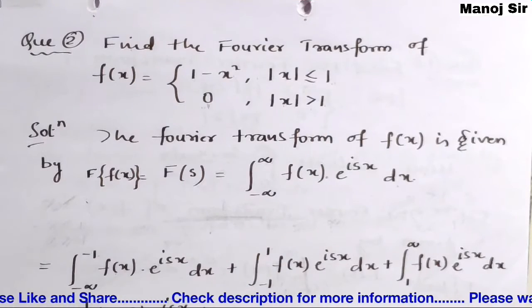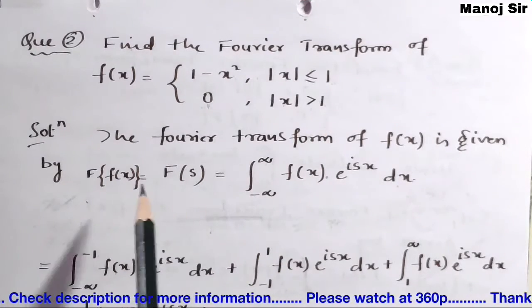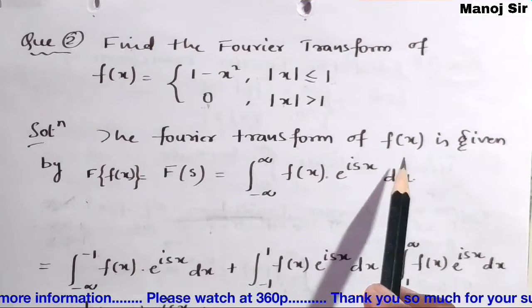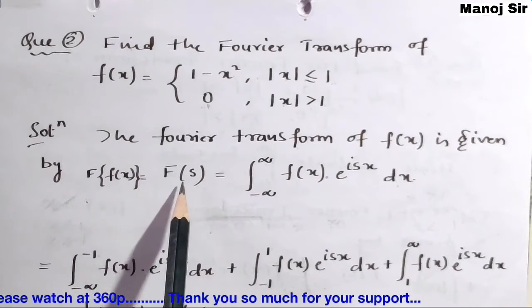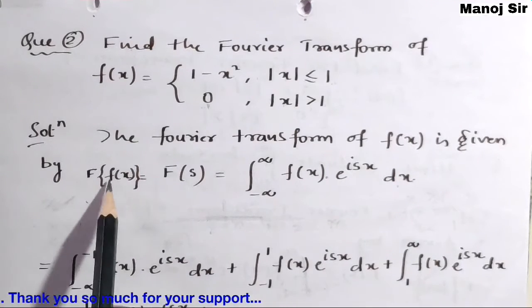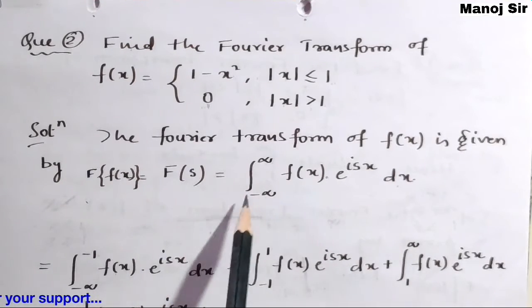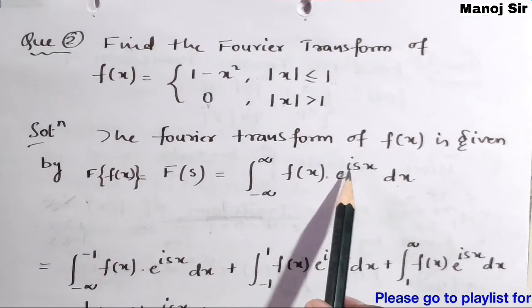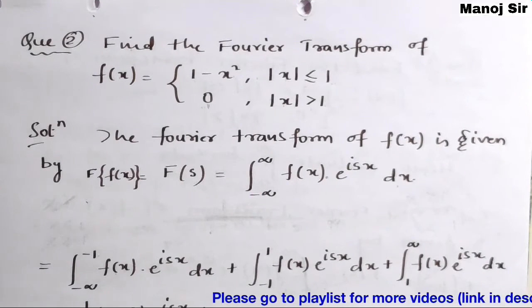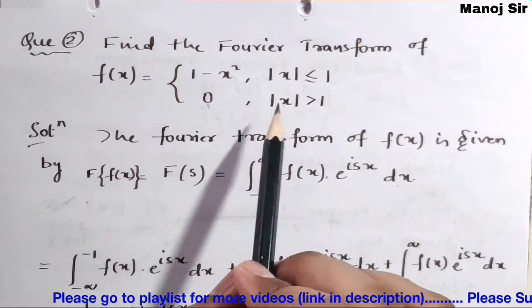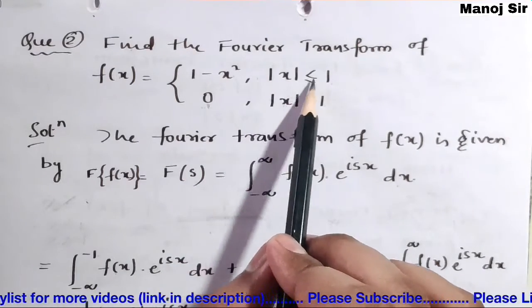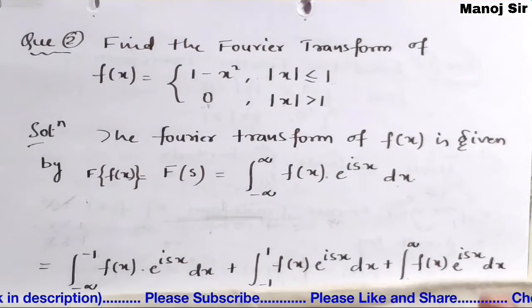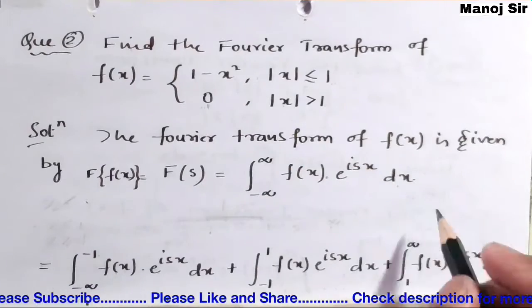So we know that the Fourier transform for any function f(x) is given by F(s). That means the Fourier transform for function f(x) is equal to the integration from minus infinity to plus infinity of f(x) times e to the power i s x dx. Now here we can see the limit: mod of x is less than or equal to 1. So let us see what this is.